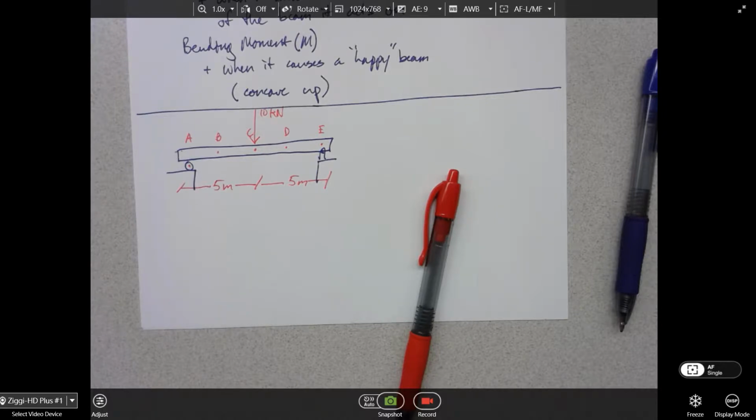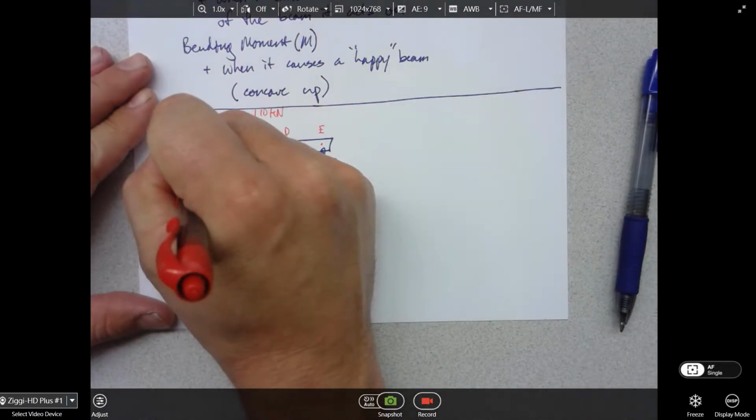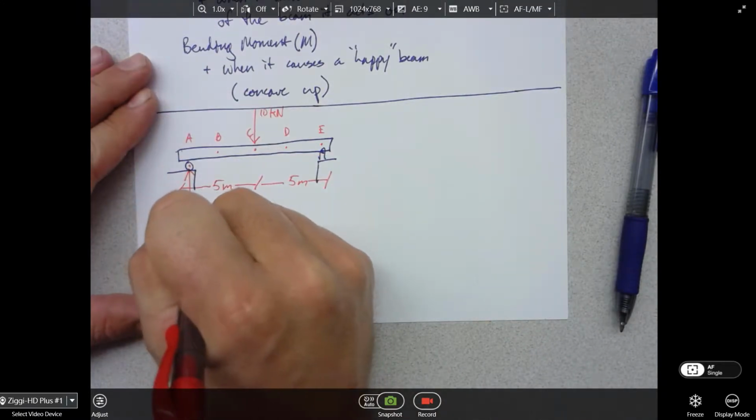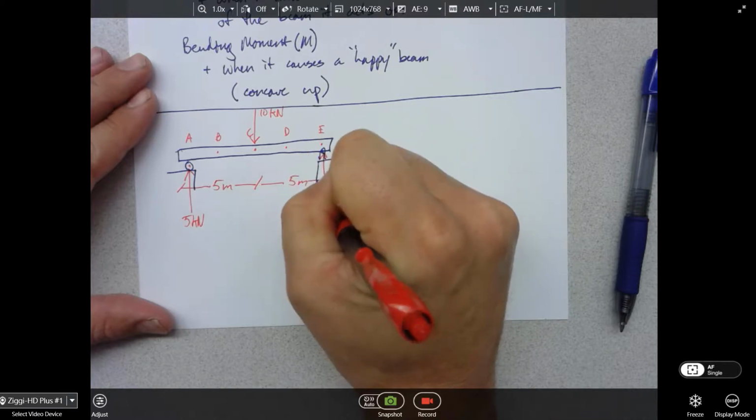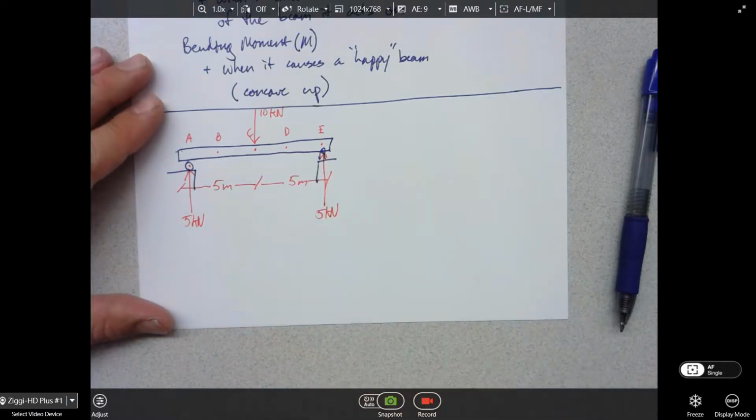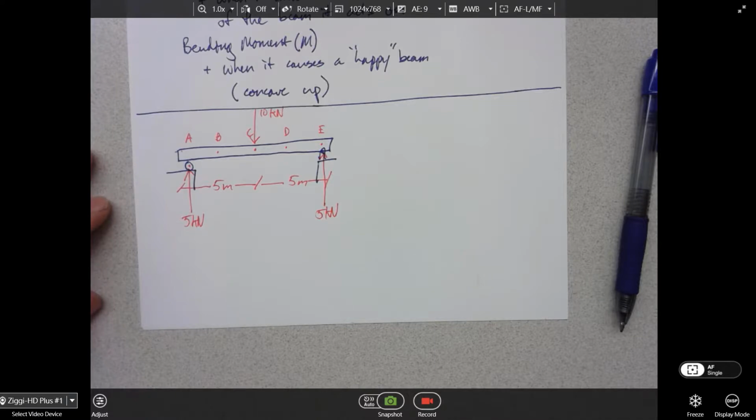Can anybody tell me the reactions at A and E? Just the reactions. We're just solving for the reactions. So what's AY and EY? 5, right? Yeah, that's all I was looking for. I don't try and trick you that often, do I? 5 kilonewtons. Okay? All right.